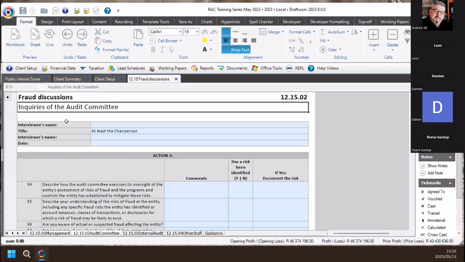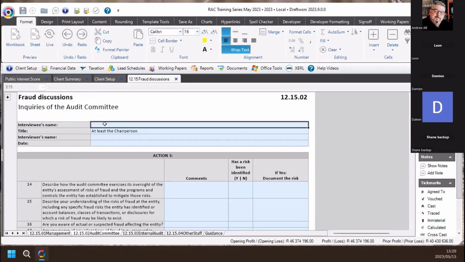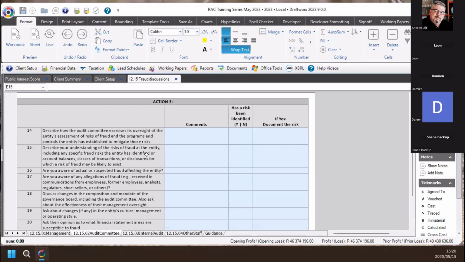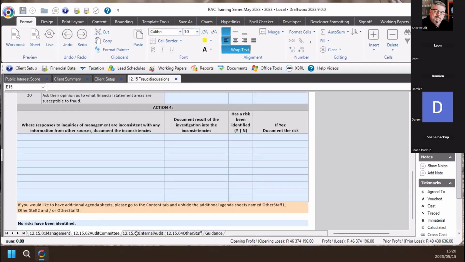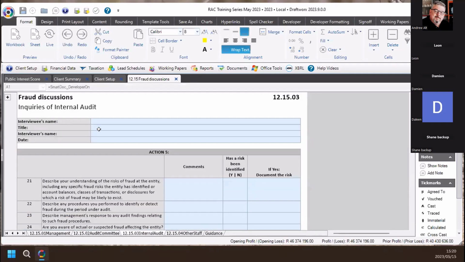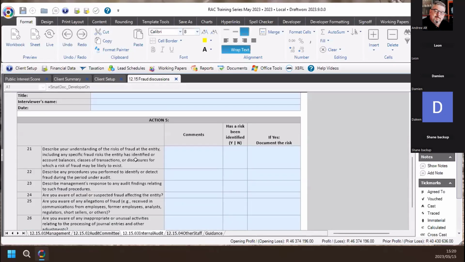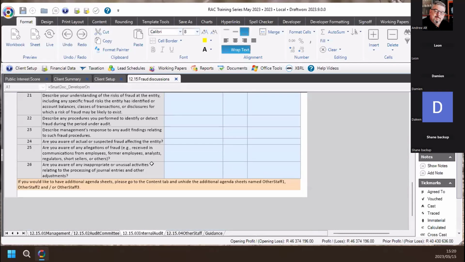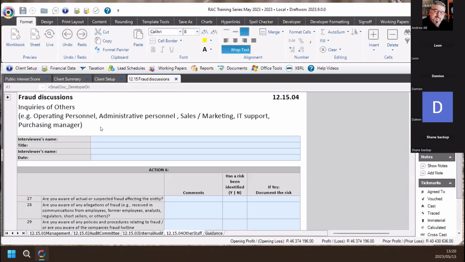Now, your client might not have an audit committee, probably in many occasions, and then that would be not applicable. Then we wouldn't need to worry about what's going on in there. Internal audit as well might often not really exist, and so then you wouldn't necessarily be able to go and ask those questions. And then there's other staff.